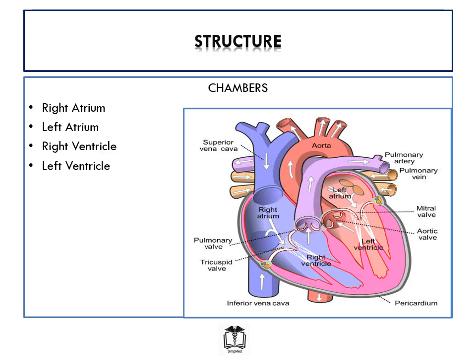Then the atria and the ventricles are also separated from one another. The right atrium is separated from the right ventricle through what we call the atrioventricular valve. We'll talk about some of the other valves very soon. And the left atrium and left ventricle are also separated by the atrioventricular valve on the left side.